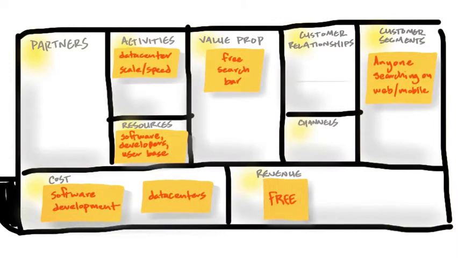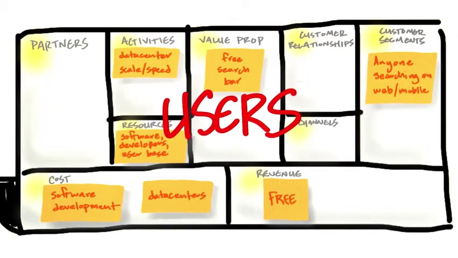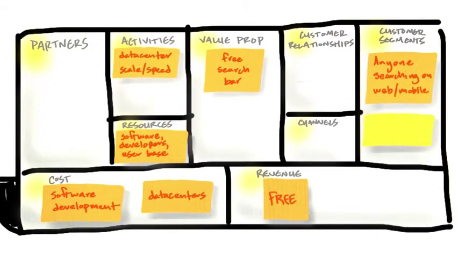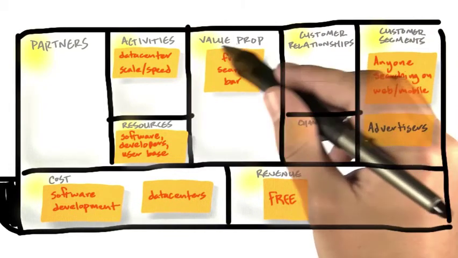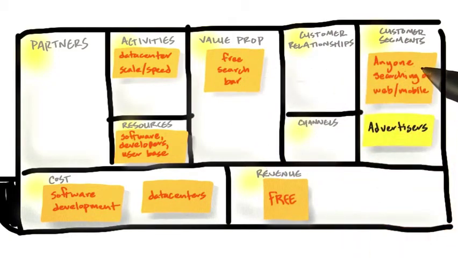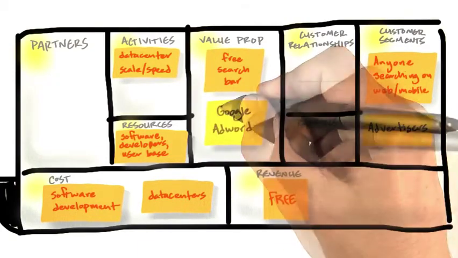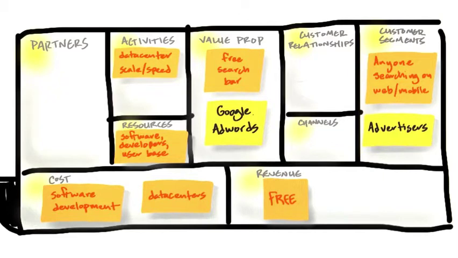Well, how can Google do that? Well, think about it. What we've just been doing is Google has been acquiring users, but someone else is paying for this product. And that someone else is a different customer segment called advertisers. So we had users here, but we now have payers here. Now, what's really interesting is for every customer segment, we have a value proposition. We had a free search bar for the users, but for the advertisers, we have a completely different product. We have Google AdWords. And our customer relationships are different.